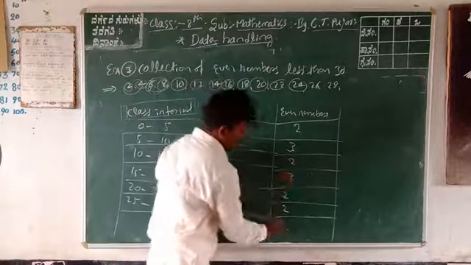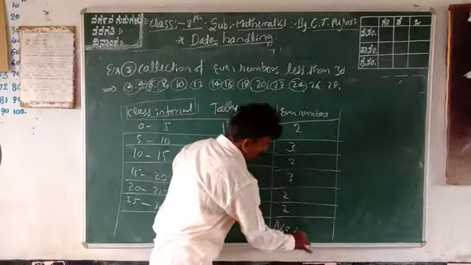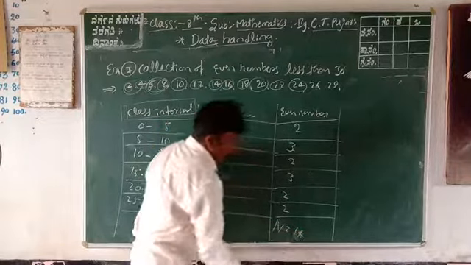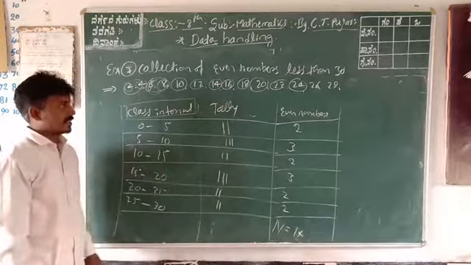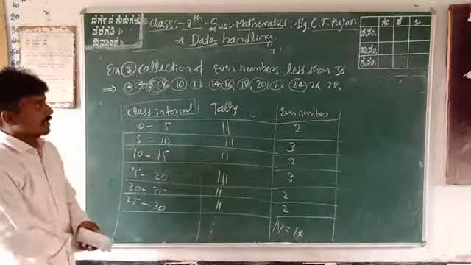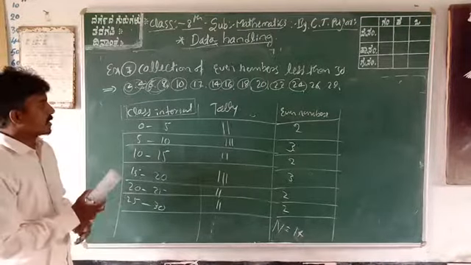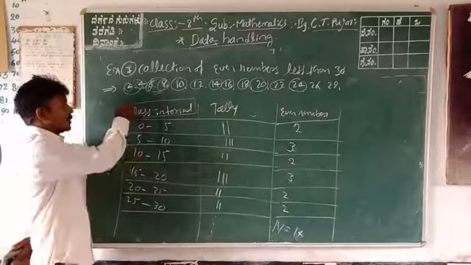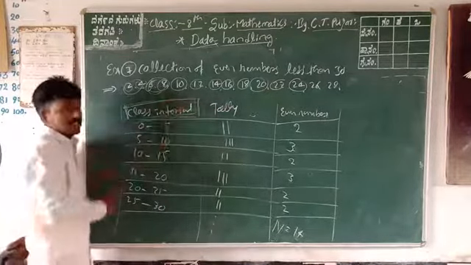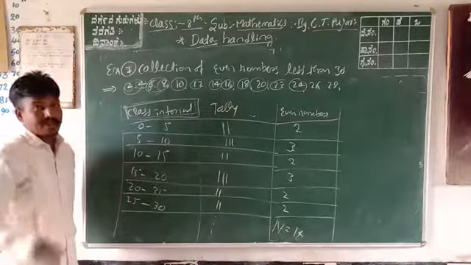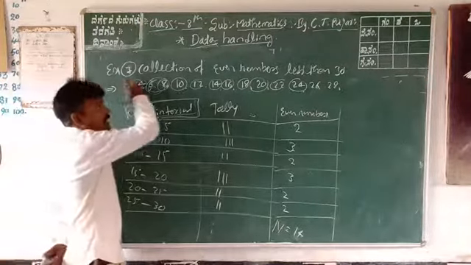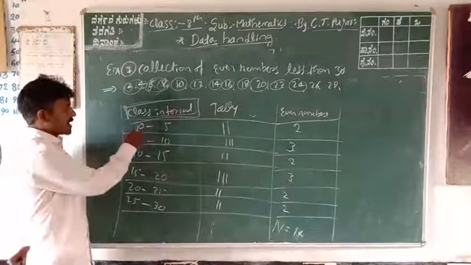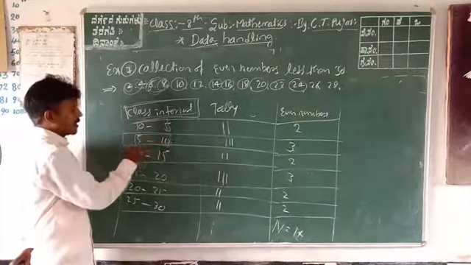Therefore, total number of numbers is what? Sorry, 14. Total number of numbers is 14. This is your class interval. This is your frequency distribution table. Dear students, you will learn about class intervals. These are all class intervals. You can rearrange the given data group-wise. This is the first class interval, second class interval, third class interval.